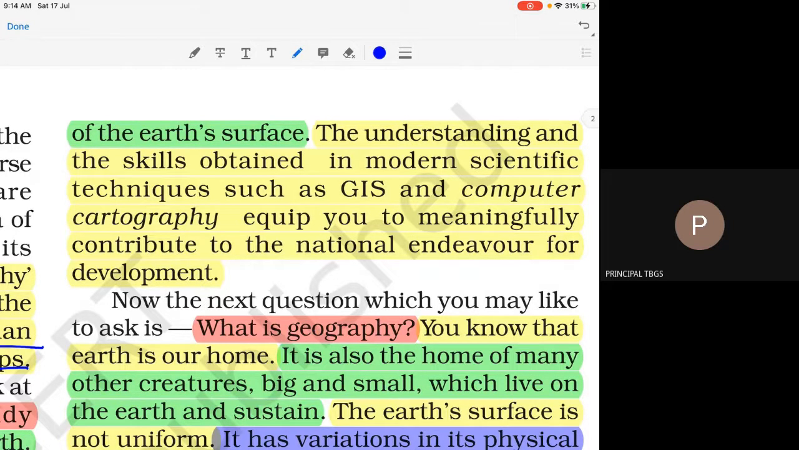And geography also teaches us how the globe is converted into the maps, and we have the visual sense of the earth surface. That means we learn how the earth appears on this surface, and a visual sense develops within us.